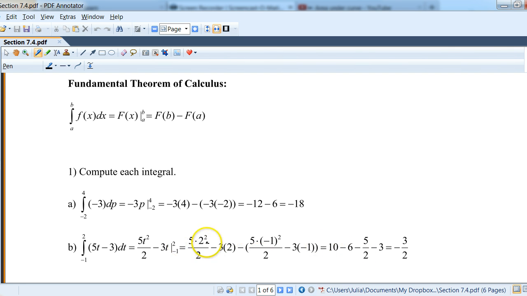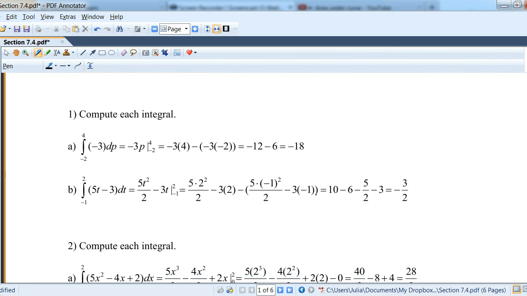So 5 times 4 over 2, that's how we got 10, minus 3 times 2, that's 6, minus 5 times -1 squared, that's positive 5 over 2. That's why we have minus 5 over 2. And then we have positive 3, but there was a negative on the outside, so that distributes, so we have negative 3. So 10 minus 6 is 4, minus 3 is 1, and then 1 minus 5 over 2, that's 2 over 2 minus 5 over 2. So we'll get negative 3 over 2 as the final answer.